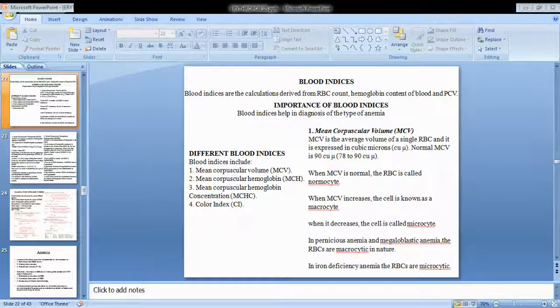So what you can see here is MCV. MCV is the average volume of the single RBC.